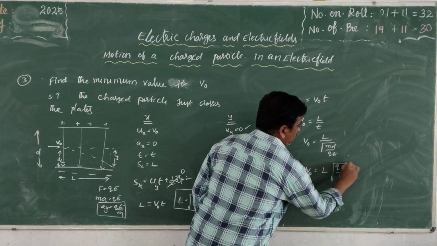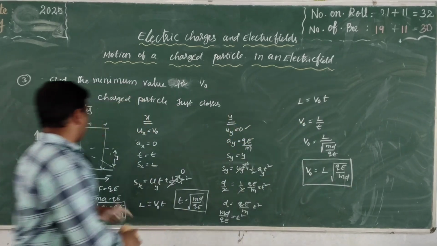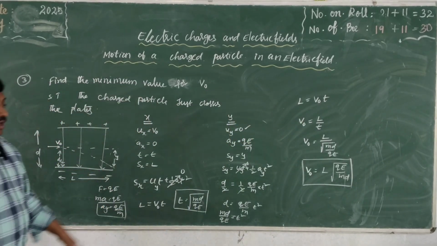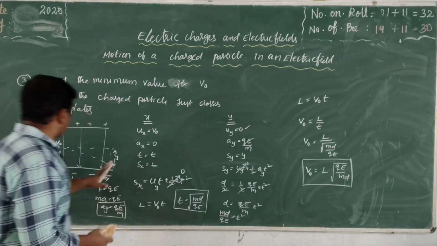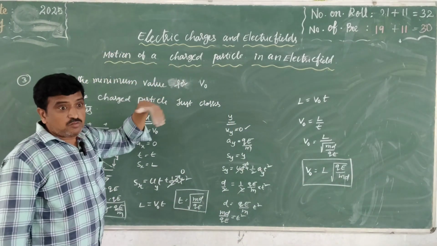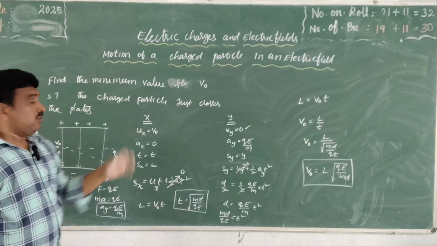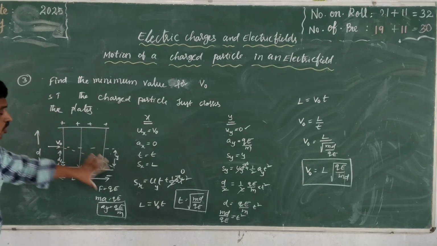What is the initial velocity? At what minimum initial velocity does the charged particle just cross the plates? L into root of qE by md. Again, listen to this problem once. Find the minimum value for v naught: at what minimum value of initial velocity does the charged particle just cross the plates?